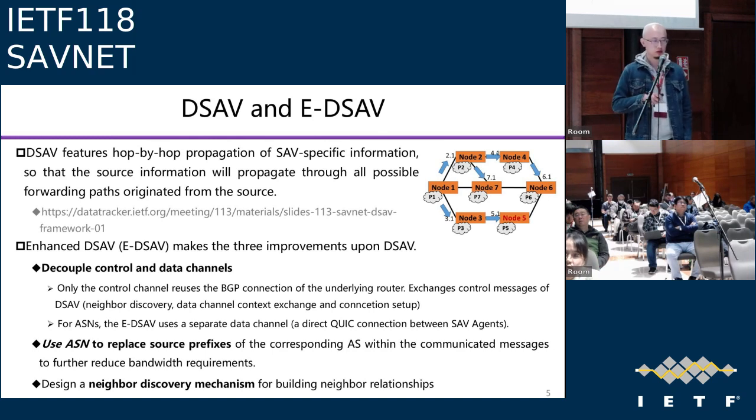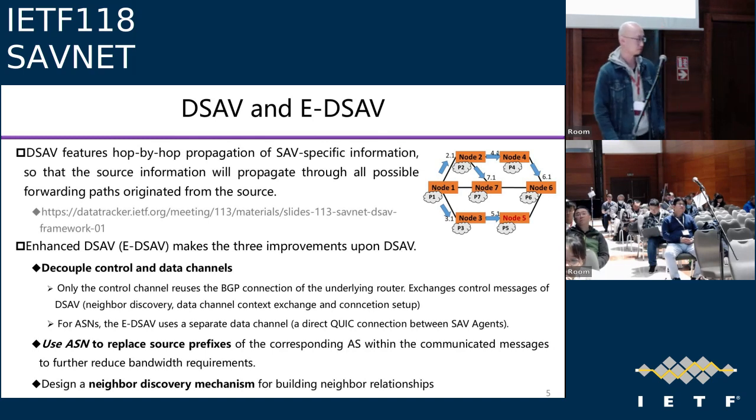We do this mainly because of the partial deployment scenarios, where we have a lot of neighbor discovery messages to be disseminated so that the SAV agents can discover each other. This is what we mean by the control channel. The data channel only transfers the SAV specific information. Basically, if we do not use the AS numbers, we just use the prefixes. This is because of the large number of prefixes that need to be transferred between the SAV agents, and this will burden the BGP routing instance. We want to remove this and establish a separate channel for that. Okay. Thank you.